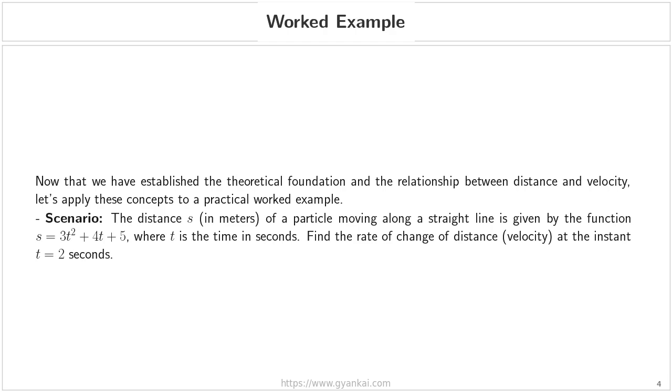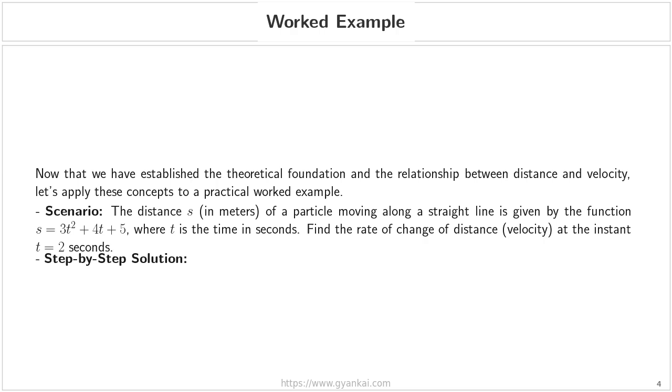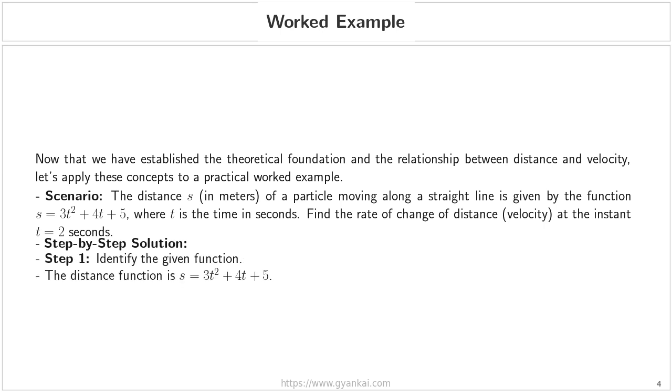Our objective is to find the rate of change of this distance, which, as we discussed in the previous slide, is the velocity, at the exact instant when t equals 2 seconds. Let us walk through the solution step by step. Step 1 is to clearly identify the given function. Here, our distance function is s equals 3t squared plus 4t plus 5.